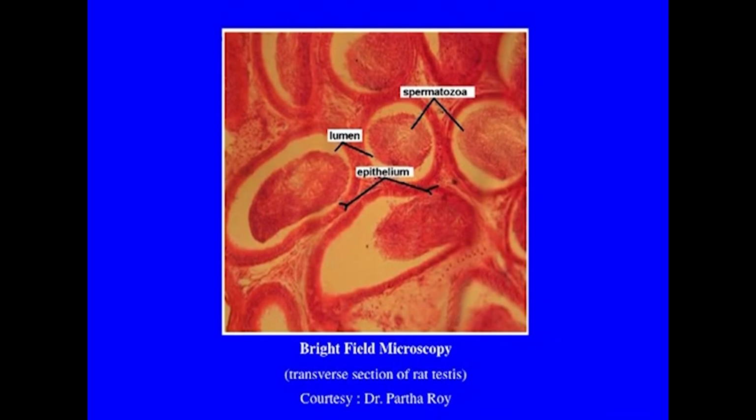Now, I will show you some figures here, which have been kindly provided by my good friend and colleague Dr. Partha Roy, and I thank him for these figures. Let us see these figures. There are some images here, and you can see a lot of such images in books, on the internet and likewise. This is one figure taken by bright field microscopy, and you can clearly see the spermatozoa, lumen and epithelium, different sections labeled here. It is a transverse section of rat testis. So, this is bright field microscopy.